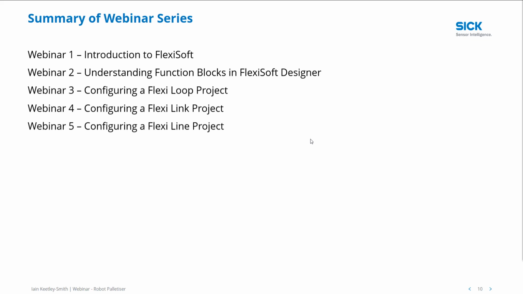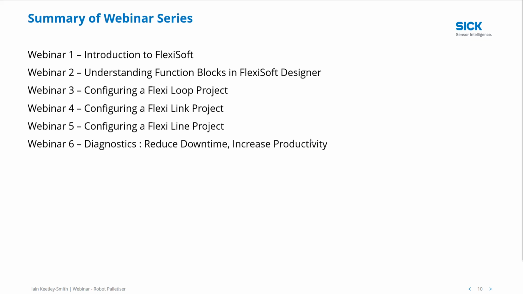Webinar 5 looks at Flexi Line. Again, it's very similar to Link. It's connecting multiple CPUs together, but rather than connecting 4 CPUs together, in Flexi Line we can connect up to 32 CPUs together, and they can be 1 kilometer apart, each one. So you're looking at going huge distances. So Flexi Line covers that.